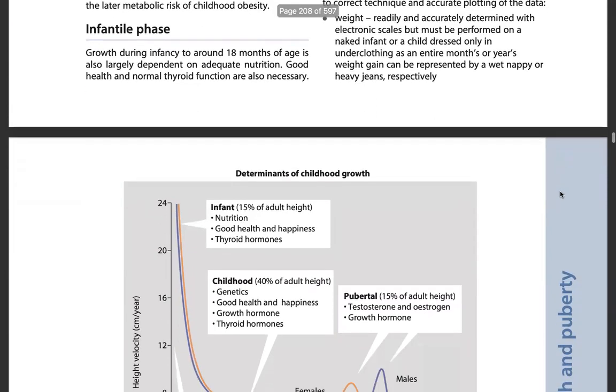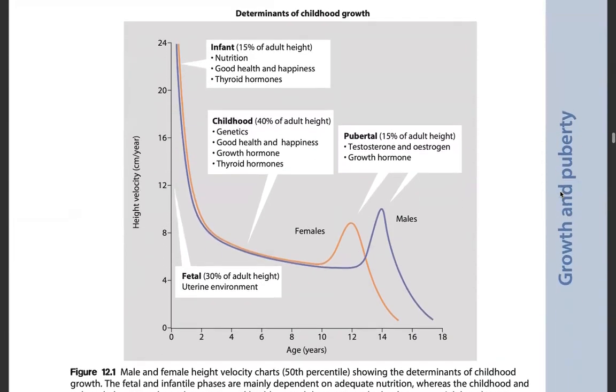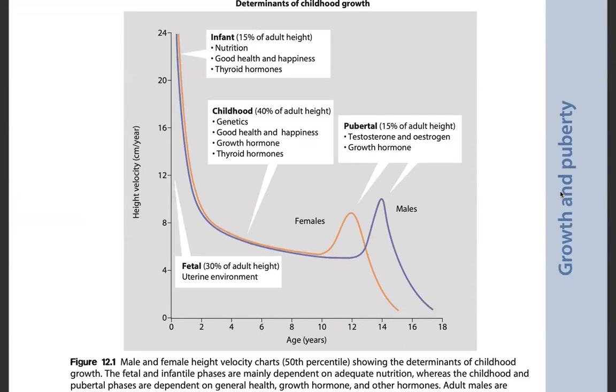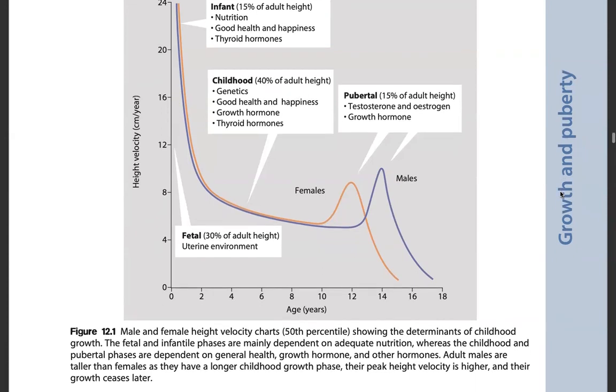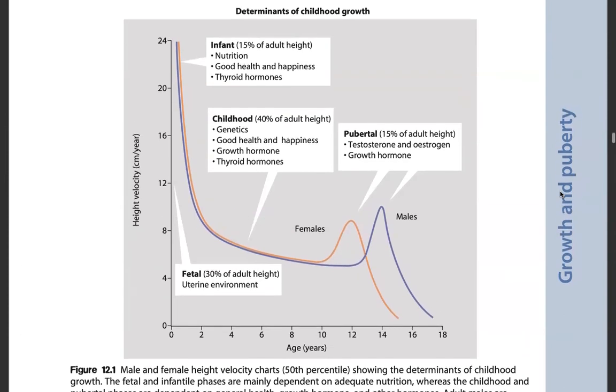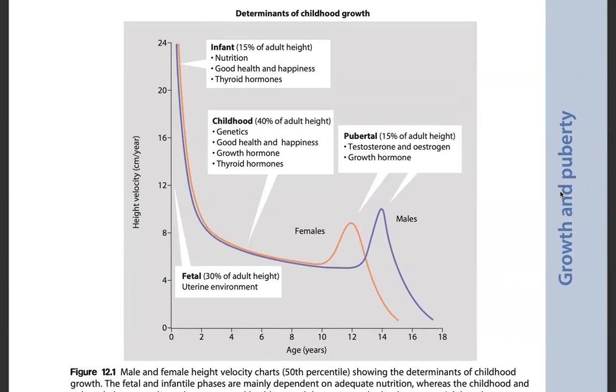This is a figure showing male and female height velocity charts, 50th percentile, showing the determinants of childhood growth. The fetal and infantile phases are mainly dependent on adequate nutrition, whereas the childhood and pubertal phases are dependent on general health, growth hormone and other hormones. Adult males are taller than females as they have a longer childhood growth phase. Their peak height velocity is higher and their growth ceases later.